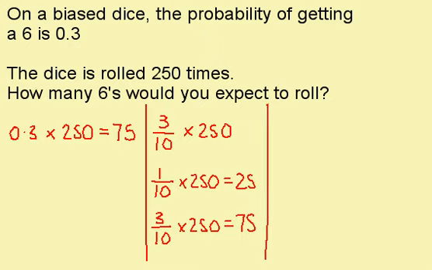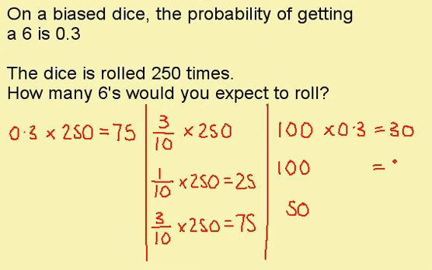An alternative method is to split the 250 up into two 100s and a 50. 0.3 times 100 is 30, so these will both be 30. And then 0.3 times 50 is going to be half of this, which is 15. If I add these three numbers together, I get the same answer again, 75.